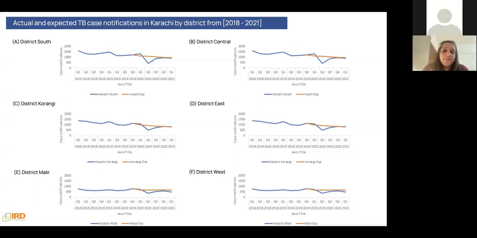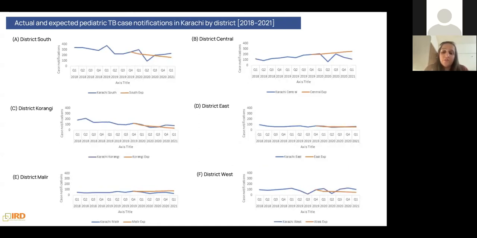With all this that we instituted, what we saw across the six districts was that our expected case notification, though it dipped by quarter two of 2020, with the onset of these activities and integrated services, there was again a lift, and we met about 80% of the expected TB case notification for the city. Similarly, for pediatric TB notification, we actually exceeded the expected TB case notification for the upcoming quarters.